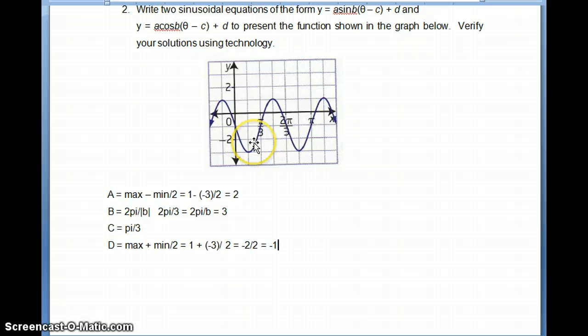Wonderful. So when we put this all together, we should have that y is equal to, your a value there was 2, that is multiplied by sine, your b value there was 3, and you have theta, subtract your c value, which was pi over 3. Close your bracket there, and your vertical displacement there was negative 1, and then you're done.